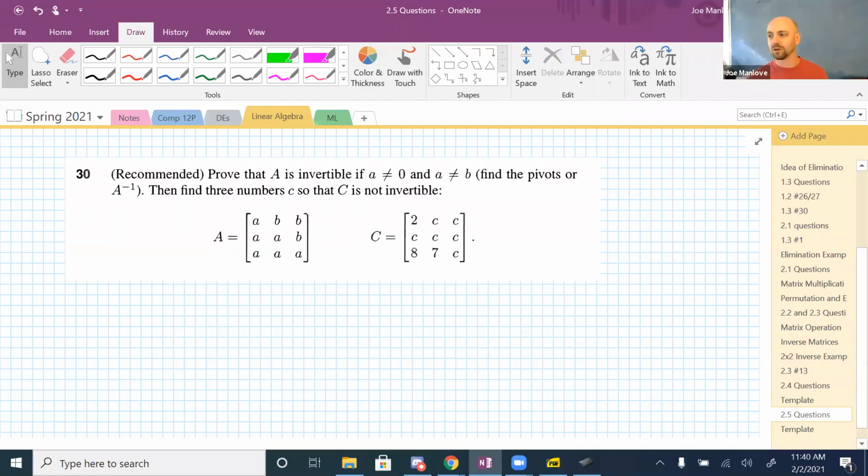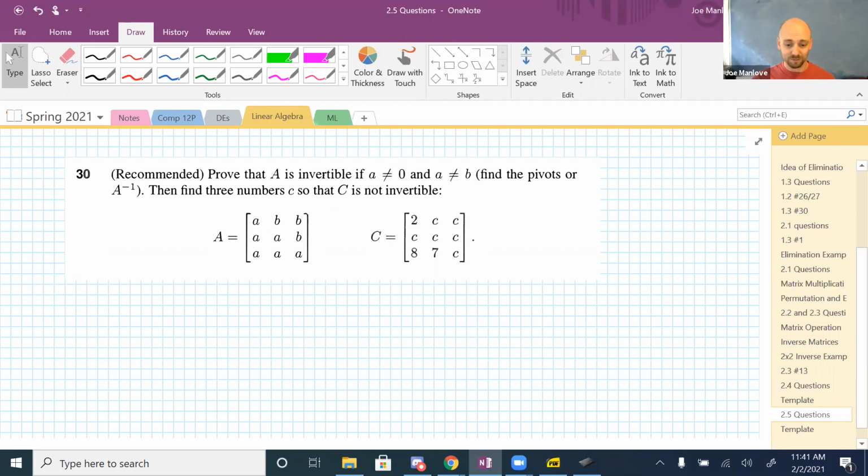All right, so let's consider our matrix here in problem 30 in 2.5. We're supposed to prove that A is invertible if A is not 0 and A is not B, and we're supposed to either find the pivots or find A inverse. And then we're supposed to find three numbers so C is not invertible.